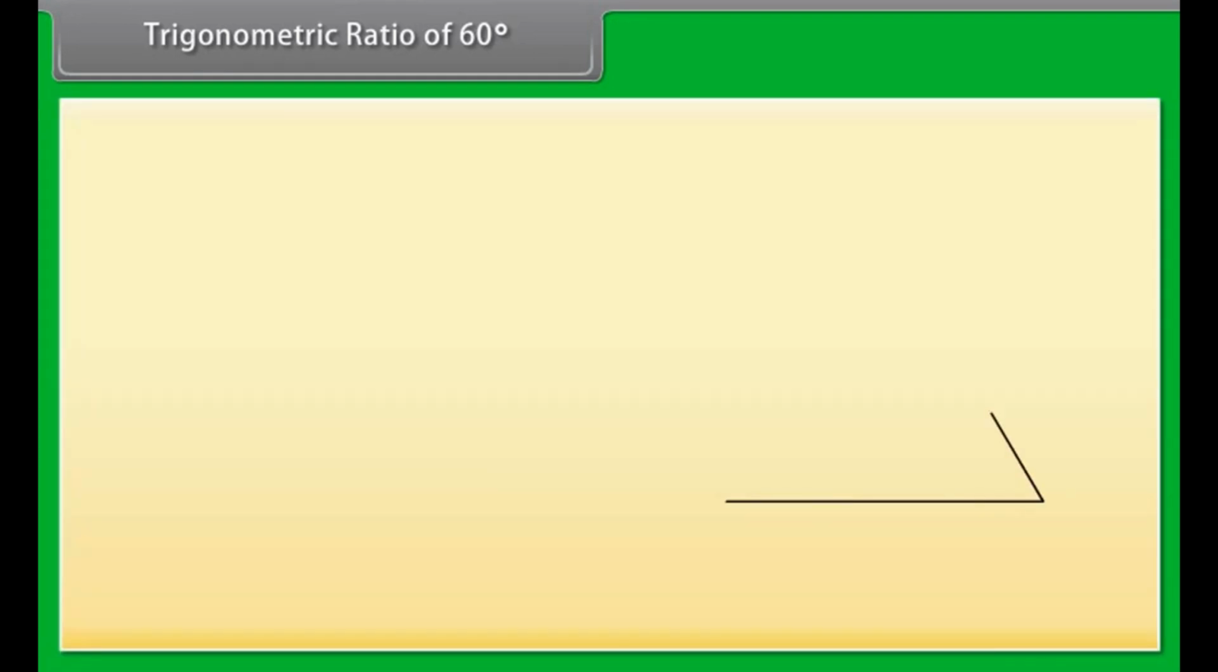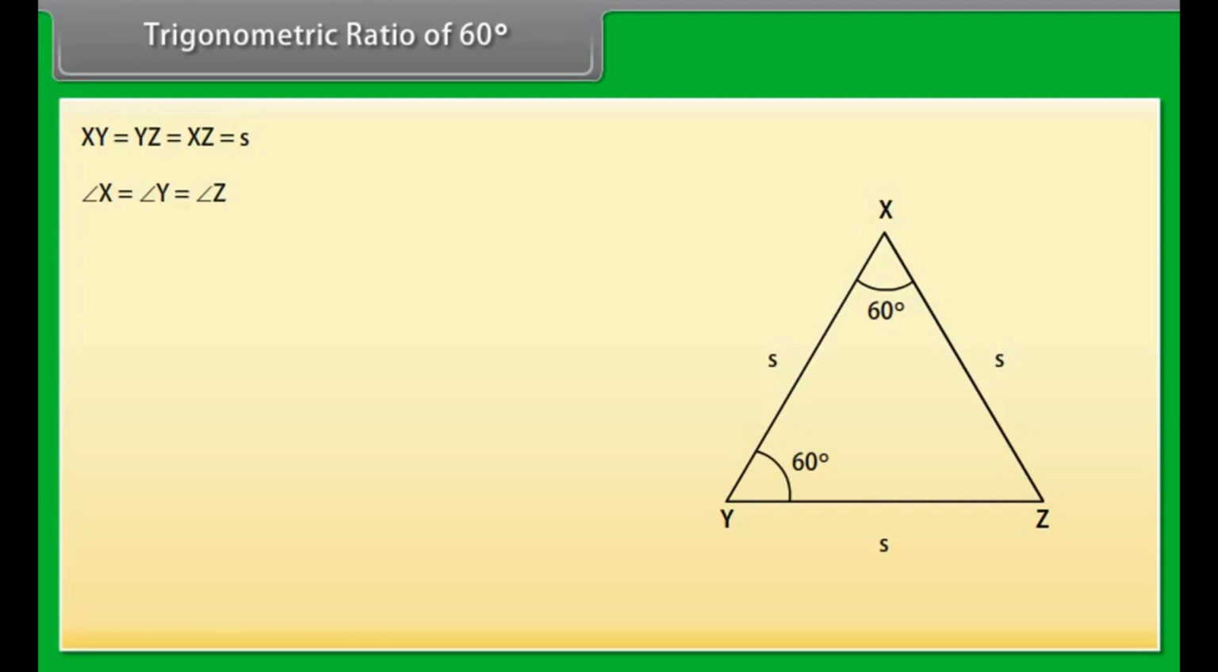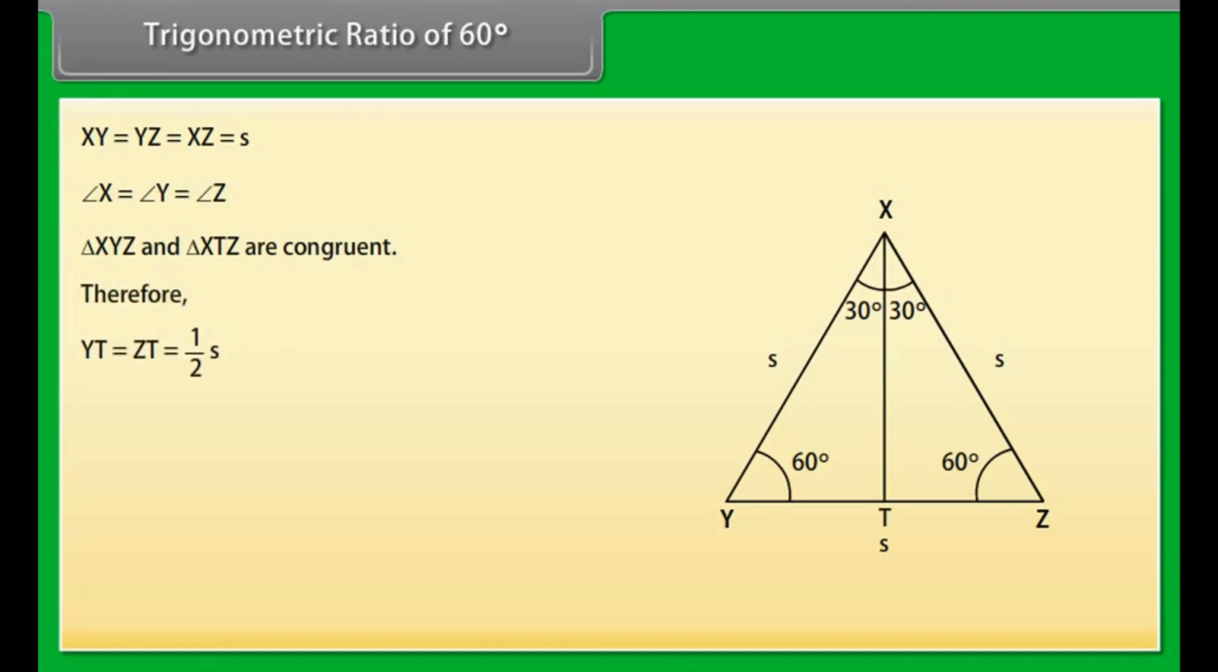Trigonometric ratio of 60 degree. Consider the same equilateral triangle XYZ. Recall that XY is equal to YZ, which equals XZ, which is equal to S. Angle X is equal to angle Y, which equals angle Z. XT is a perpendicular from vertex X, which intersects side YZ at T. Triangles XYT and XZT are congruent. Therefore, YT is equal to ZT, which equals 1 upon 2S.